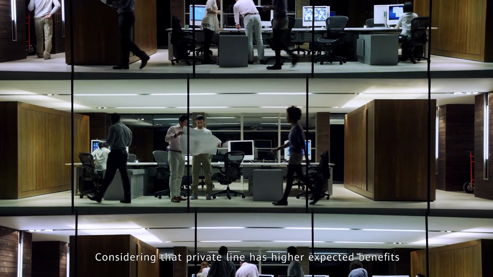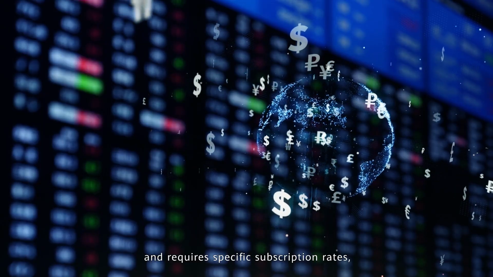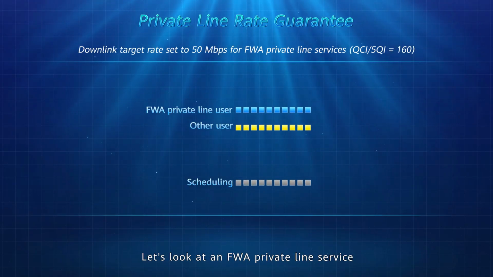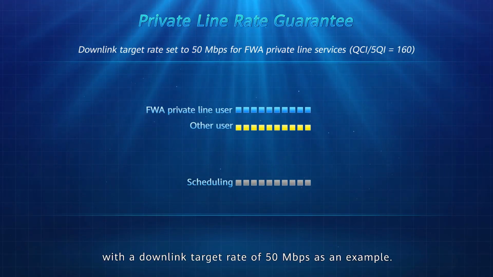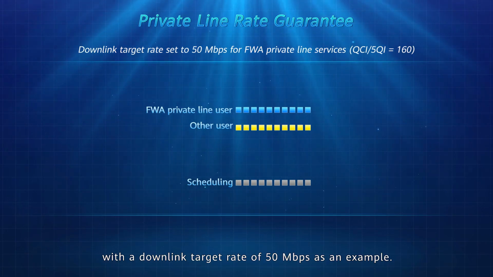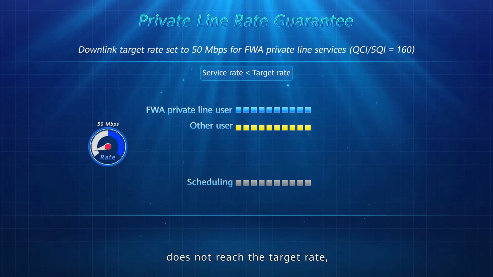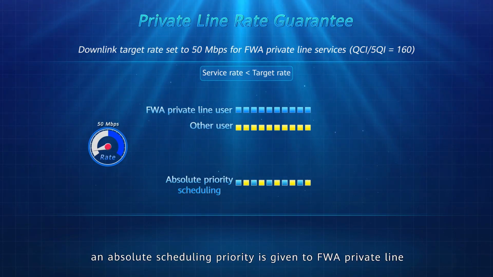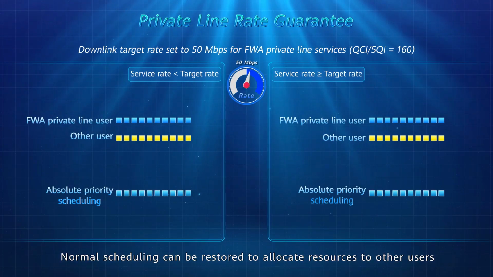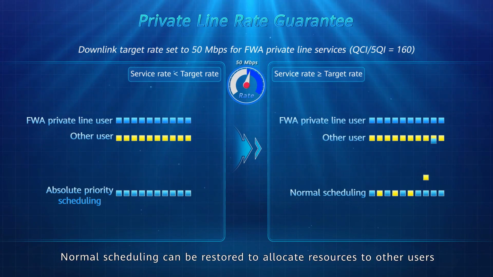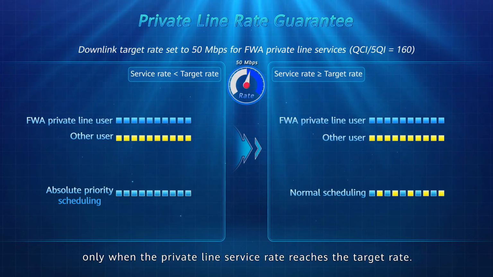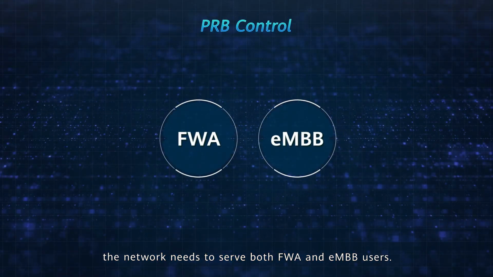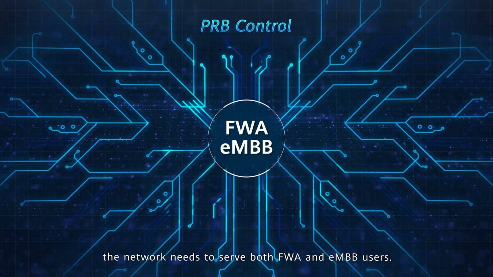Considering that private line has higher expected benefits and requires specific subscription rates, the private line rate guarantee function is introduced. Let's look at an FWA private line service with a downlink target rate of 50 megabits per second as an example. When the service rate on the bearer for private line does not reach the target rate, an absolute scheduling priority is given to FWA private line to improve the service rate. Normal scheduling can be restored to allocate resources to other users only when the private line service rate reaches the target rate. To maximize network resource utilization, the network needs to serve both FWA and eMBB users.